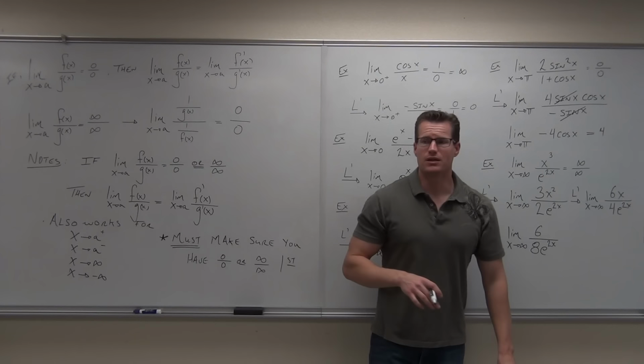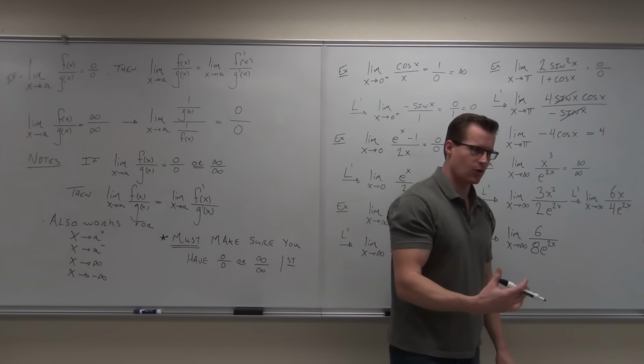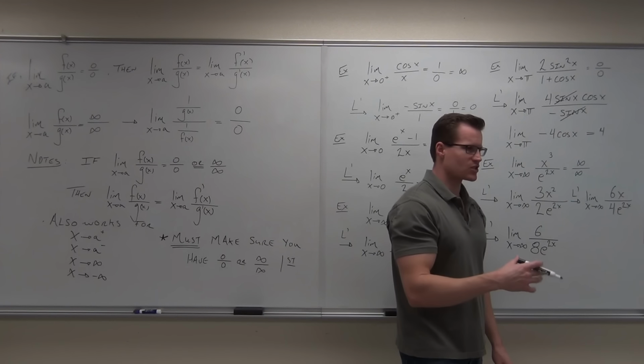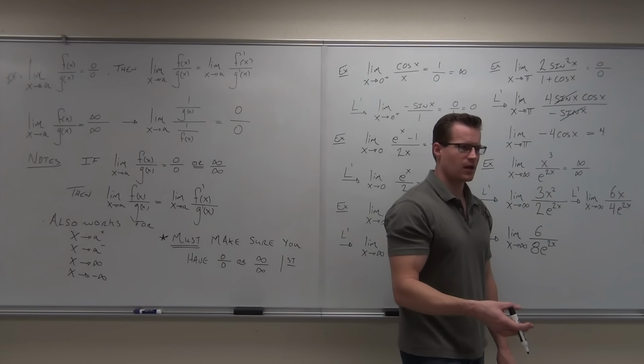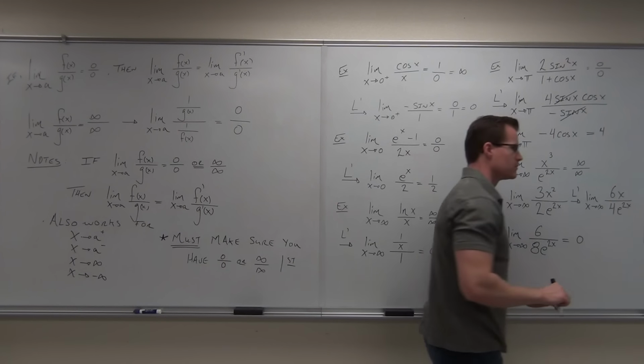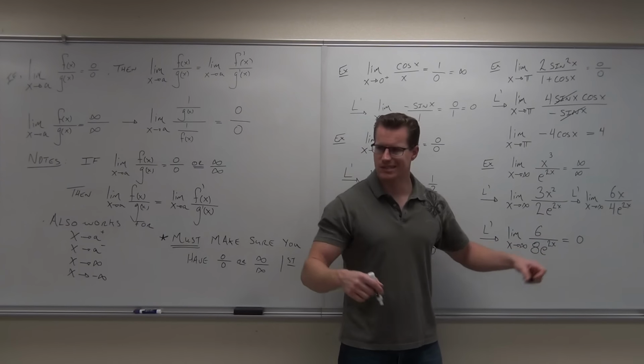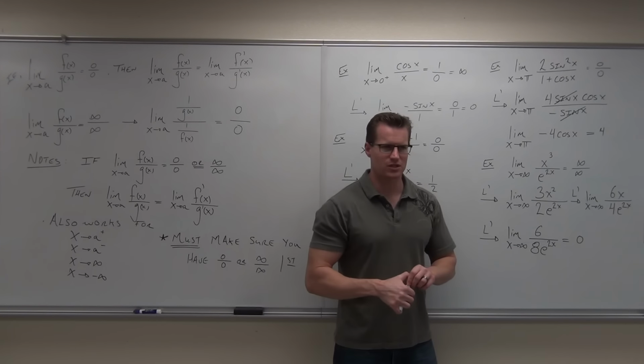Now we're going to check it again. Do we still get infinity over infinity? No, we get 6 over infinity. Do you guys see it? How much is 6 over infinity? It's 0. You have a constant over something going to infinity. That's 0.